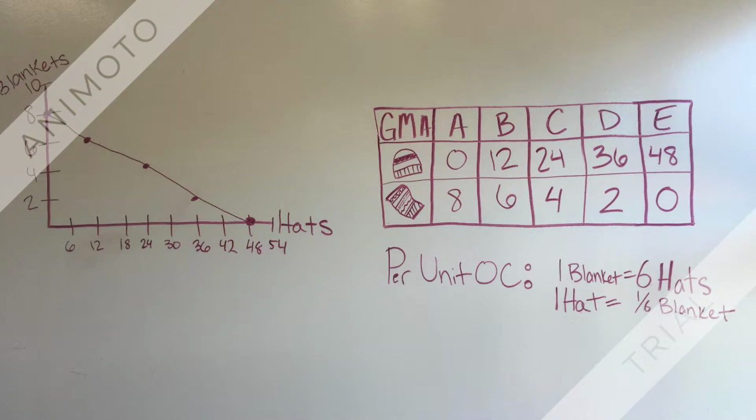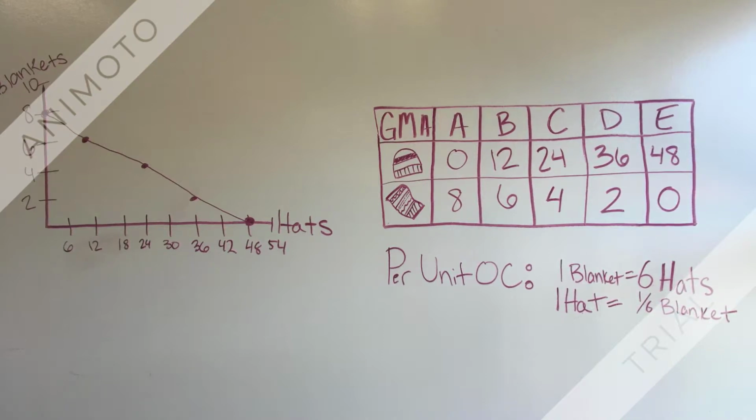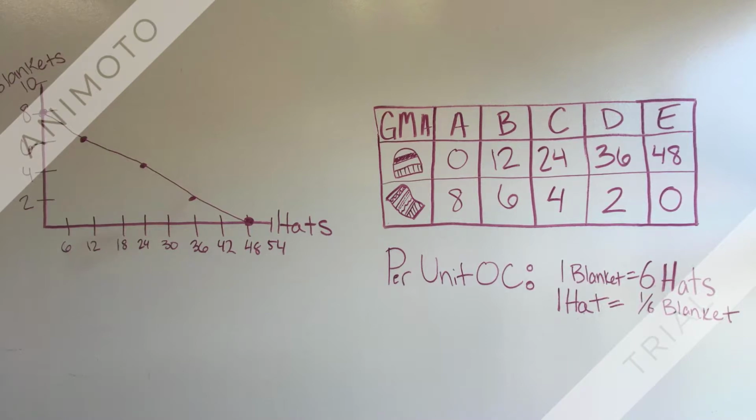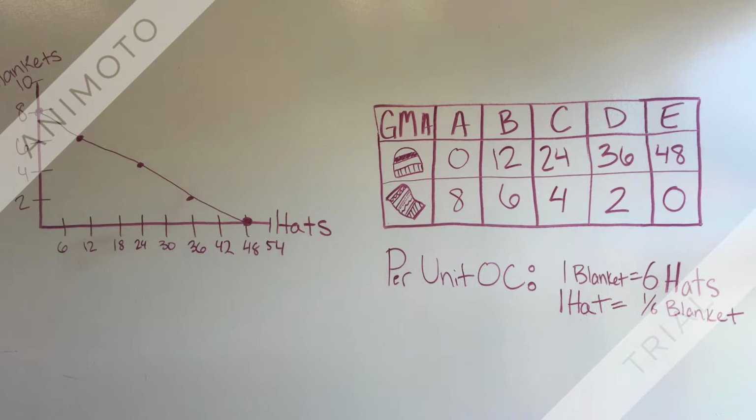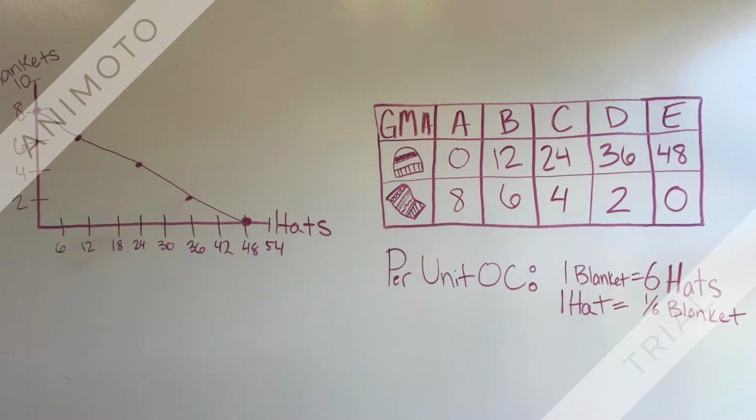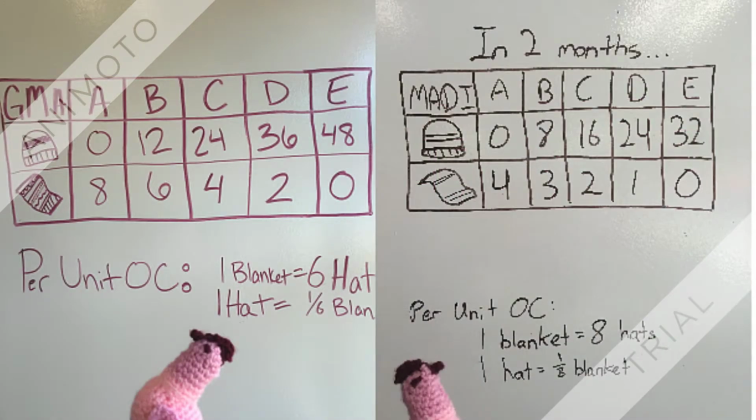As my grandmother crochets 12 hats, she loses 2 blankets. Thus, the per unit opportunity cost is 1 hat equals 1/6 of a blanket. 1 blanket also equals 6 hats because as my grandmother crochets 2 blankets, she loses 12 hats. And again, as you look at the graph, it shows a constant opportunity cost because it has a constant slope.